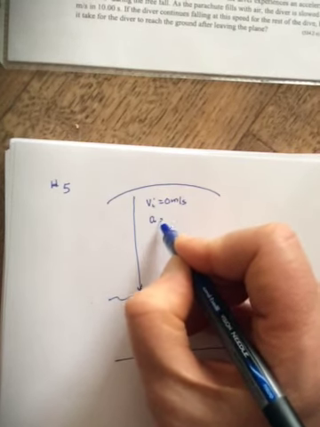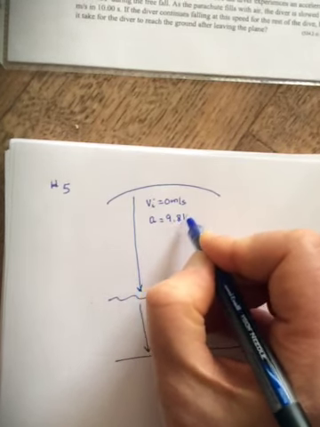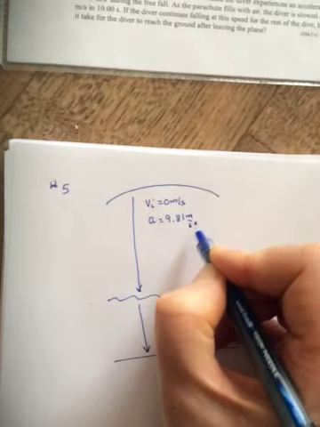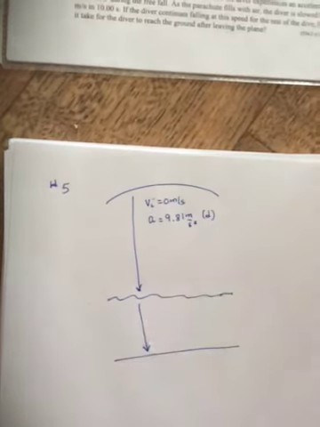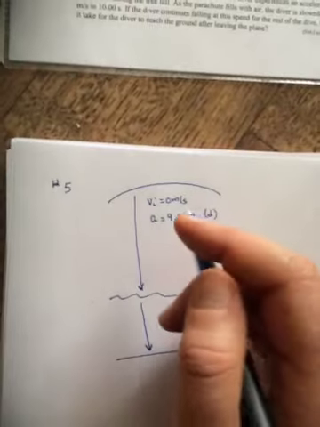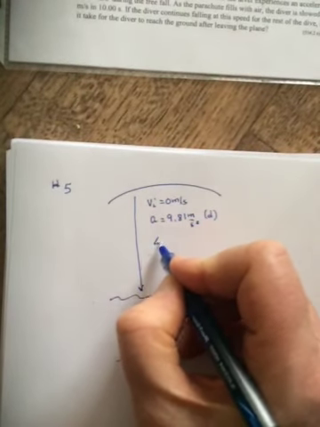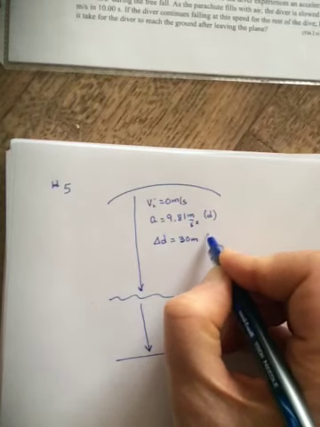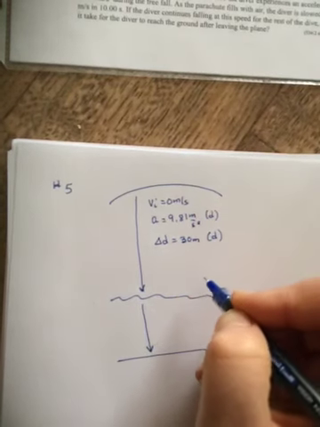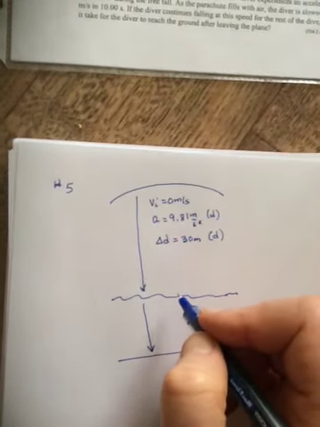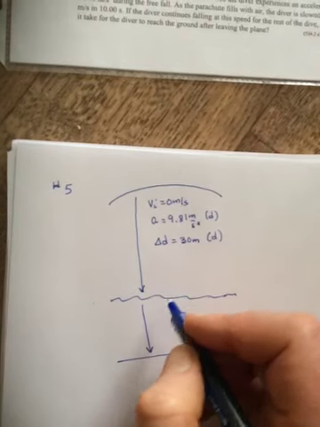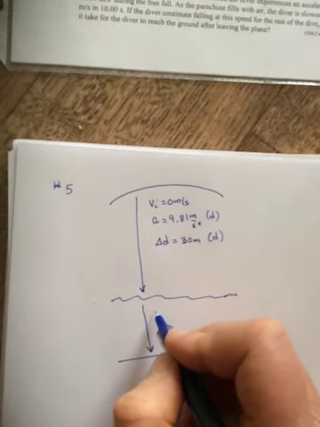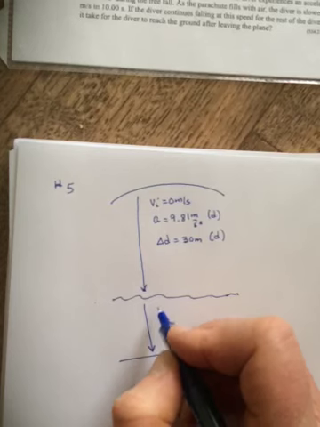And of course it's falling through the air, so A is 9.81 meters per second squared down. And it says it's 30 meters above, so delta D is 30 meters above the water, also down. And it says it slows down instantly upon hitting the water to a quarter of its speed, and then it falls at that speed, at a constant speed.